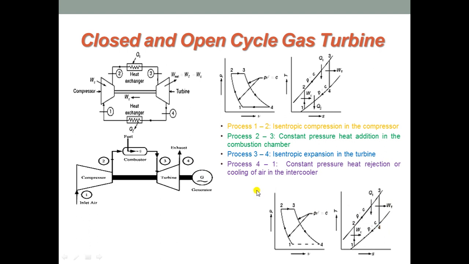The shaft of the turbine may be connected to a generator for producing electricity or to any other devices like ship's propeller or other types of work producing devices. The gases coming out of the turbine are discharged to the atmosphere as they cannot be used anymore.